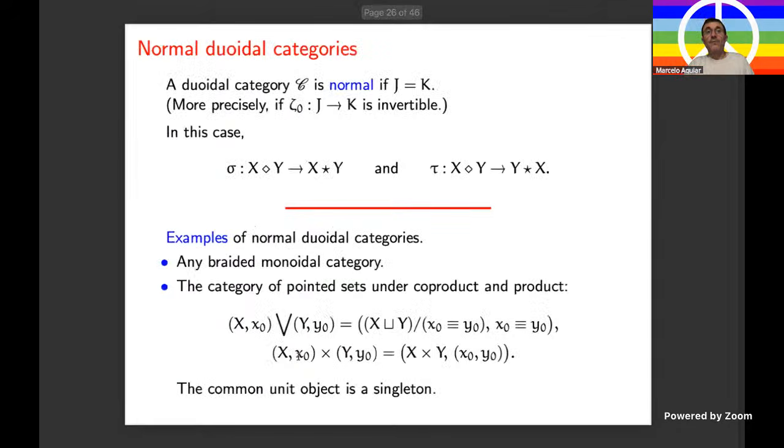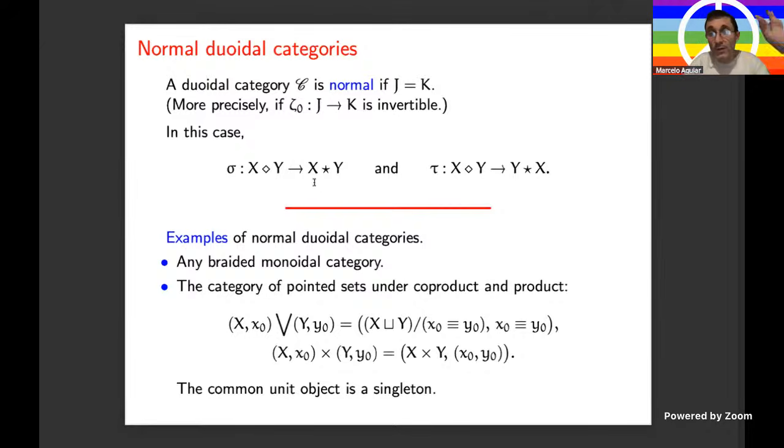All right, but we really want to be doing this not in the case of braided monoidal categories, but in the case of normal duoidal categories. So what are those? Those are categories in which the unit objects coincide. So these will be the categories of Batanin and Markl. They are important for us as well. In this case, these transformations that we introduce, sigma and tau, map as indicated here. So things simplify and look nicer. And we should think that sigma is a generalization of the identity, and tau is a generalization of the braiding. That's what they would be if we were in the setting of braided monoidal categories.